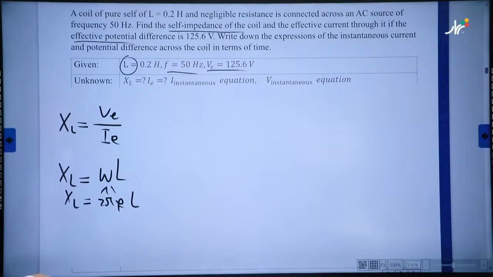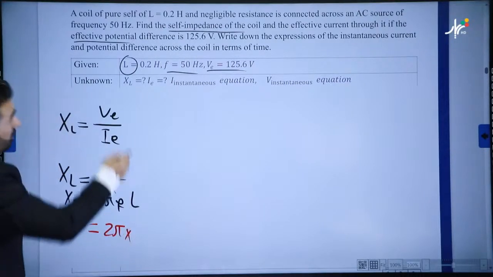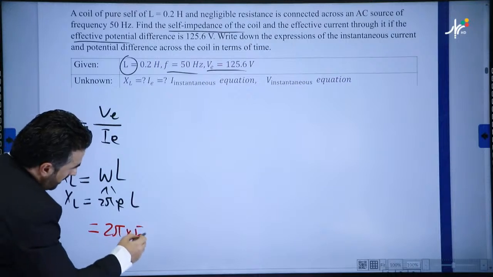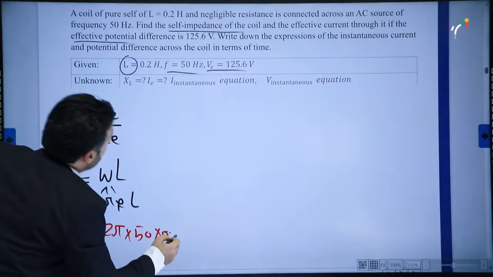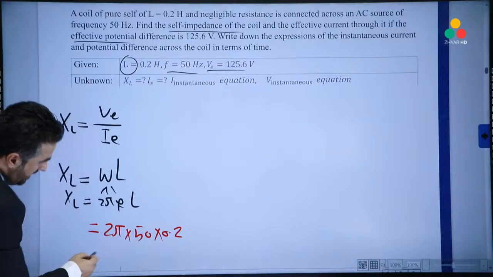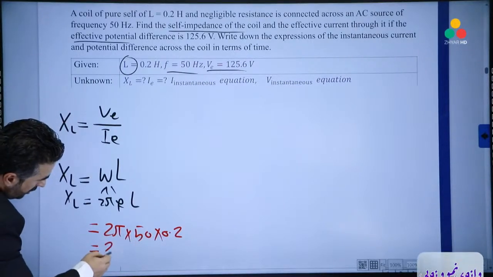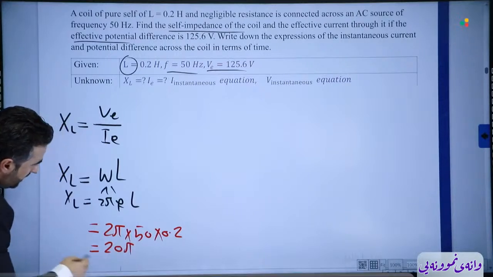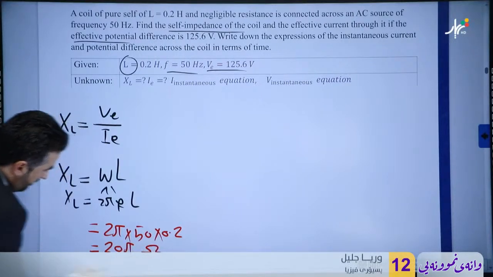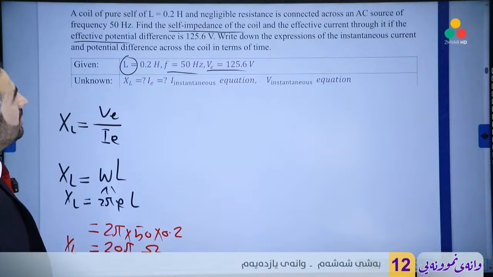So let's just plug in numbers here. In this case, we can say 2 pi times the frequency. What is the frequency? That is 50, and then multiplied by 0.2. So 2 times 50, that is 100 pi. 100 times 0.2, that is going to be 20 pi. 20 pi what? That is going to be in ohms, don't forget, because it is inductive impedance, which is measured in ohms here.